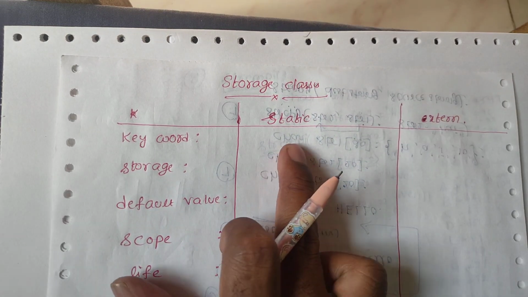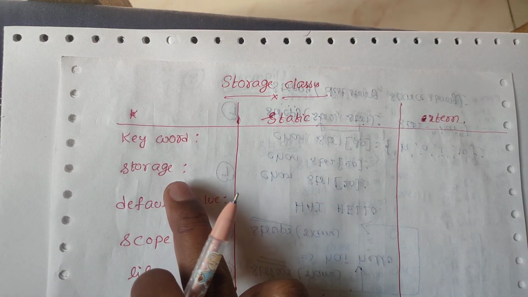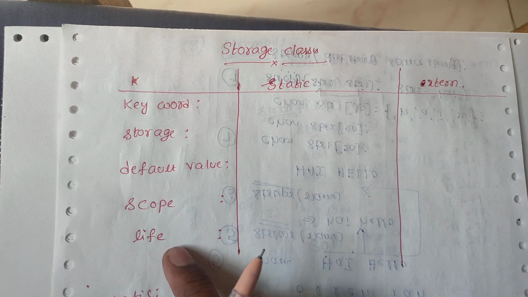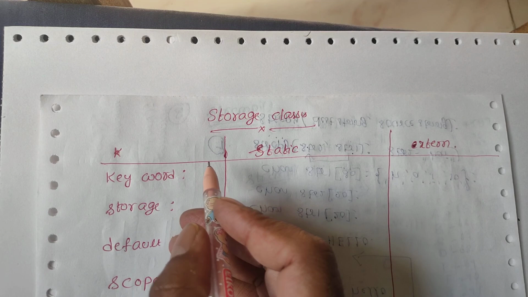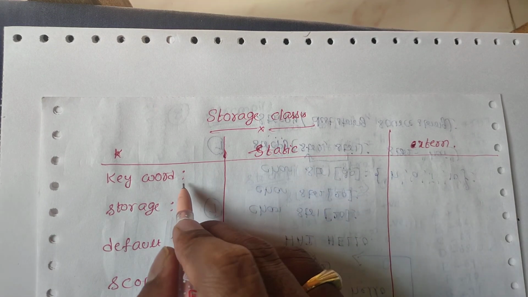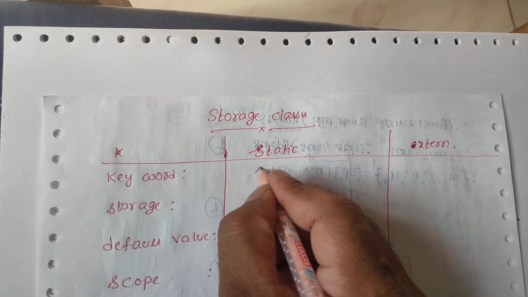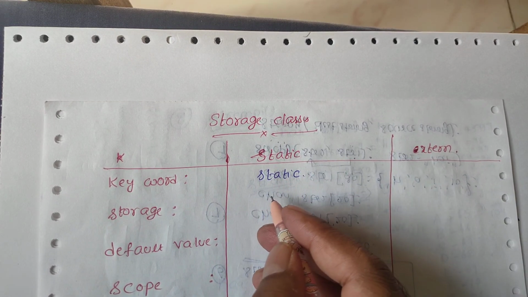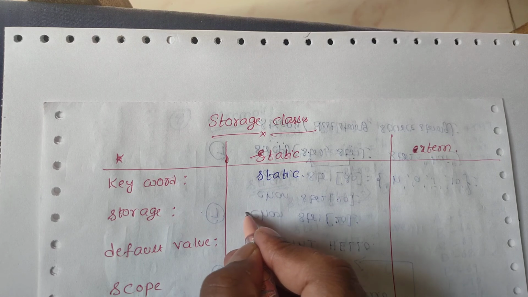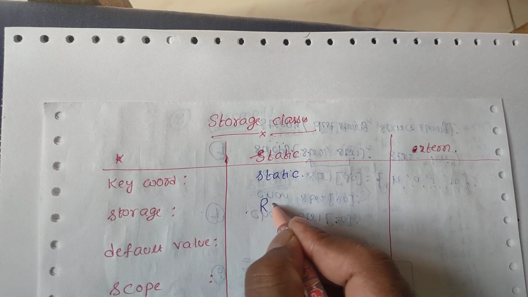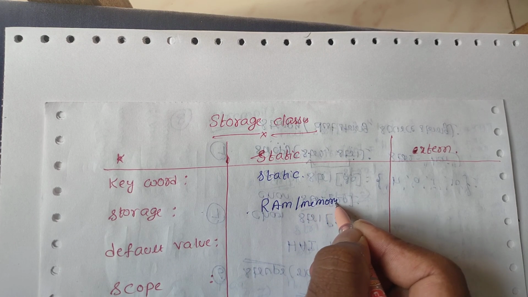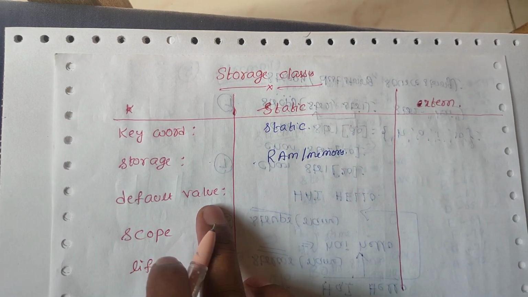So for the static storage class, as in the previous session, we look at which keyword is required, what the storage is, what the default value is, what the scope of the variable is, and what the life of the variable is. To represent the static storage class we use the keyword static. It will be stored in the RAM, that means in memory.